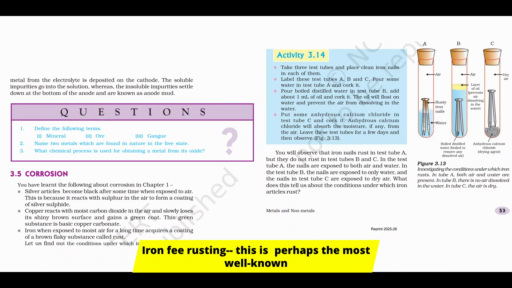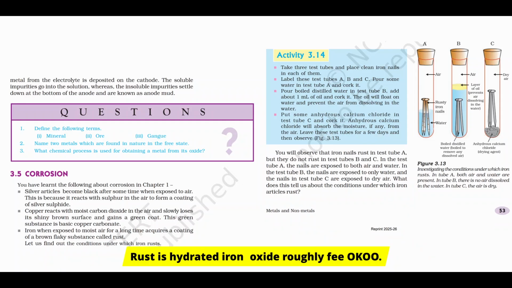Iron, Fe, rusting. This is perhaps the most well-known and economically damaging example of corrosion. When iron or steel is exposed to moist air for a prolonged period, it acquires a coating of a reddish-brown, flaky substance. This substance is called rust, and the entire process is known as rusting. Rust is hydrated iron oxide, roughly Fe2O3·xH2O.